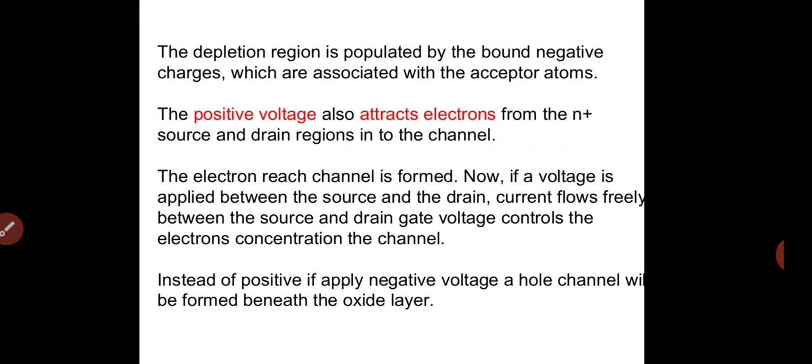The depletion region is populated by the bound negative charge which is associated with the acceptor atoms. The positive voltage also attracts electrons from the N plus source and drain regions to the channel. The electron-rich channel is formed. Now if a voltage is applied between the source and the drain, current flows freely between the source and drain. The gate voltage controls the electron concentration of the channel. Its theory is like what we explained previously.